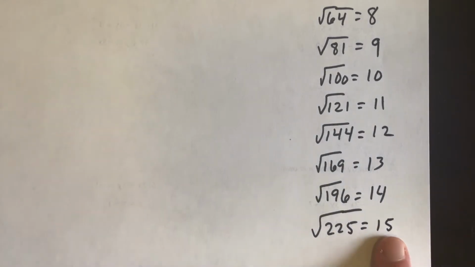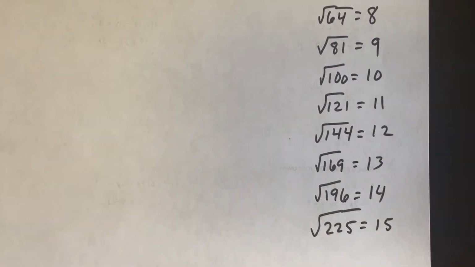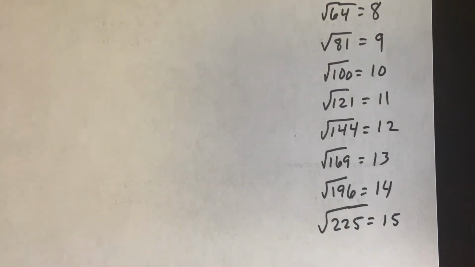Now, I only give you up to 15. Understand that there are perfect squares bigger than 15. The square root of 400 is 20. That would be a perfect square there. But I'm not going to give you anything bigger than this list here. We're going to stay within 15. All right, so here we go.